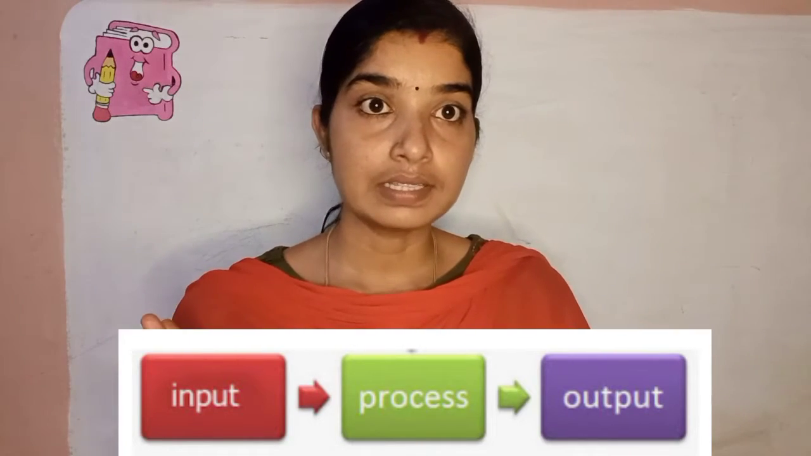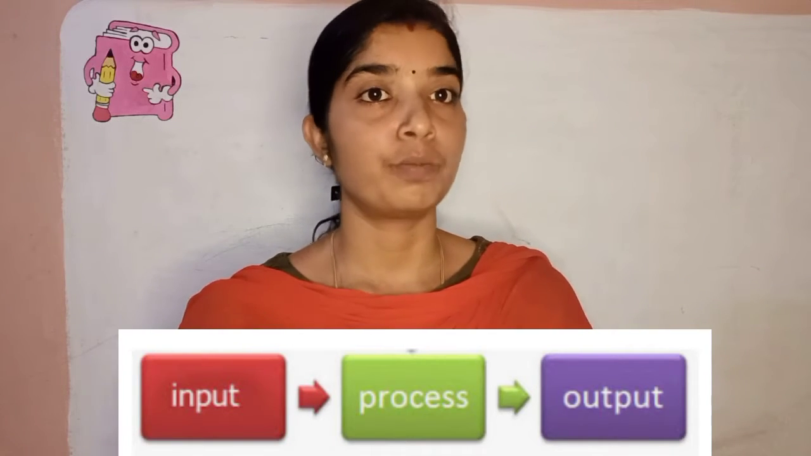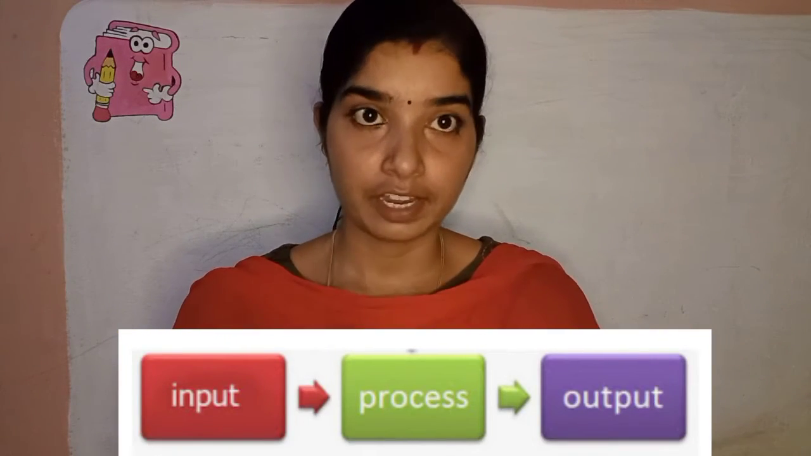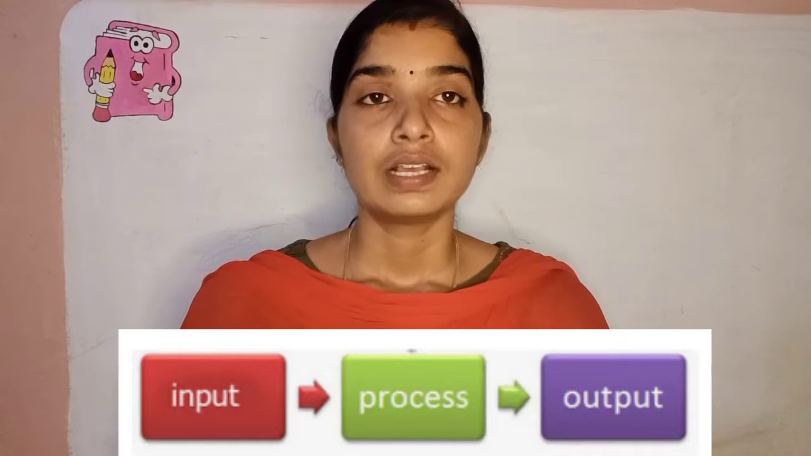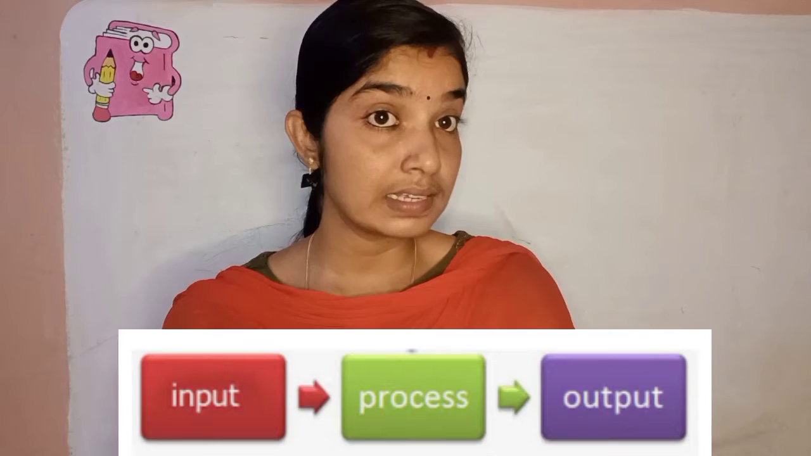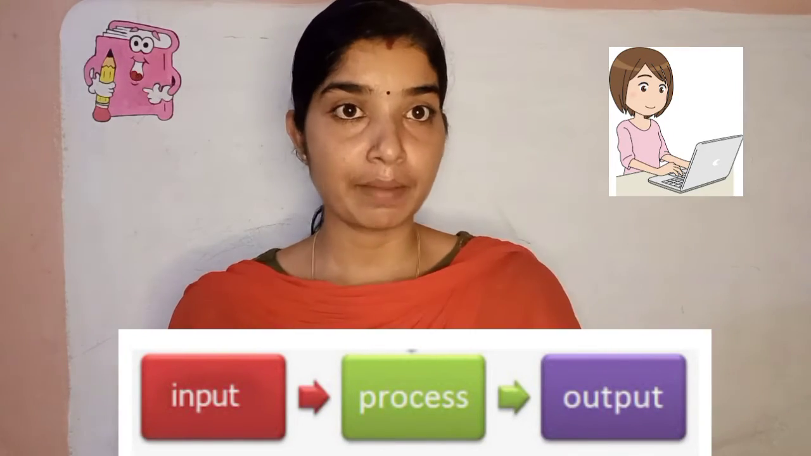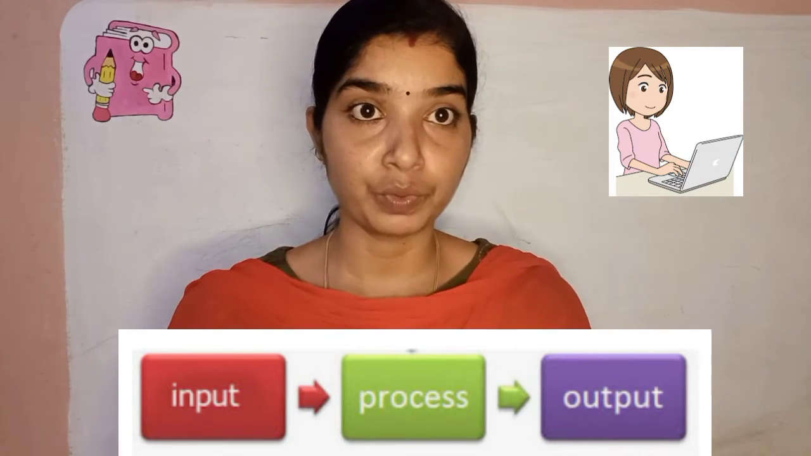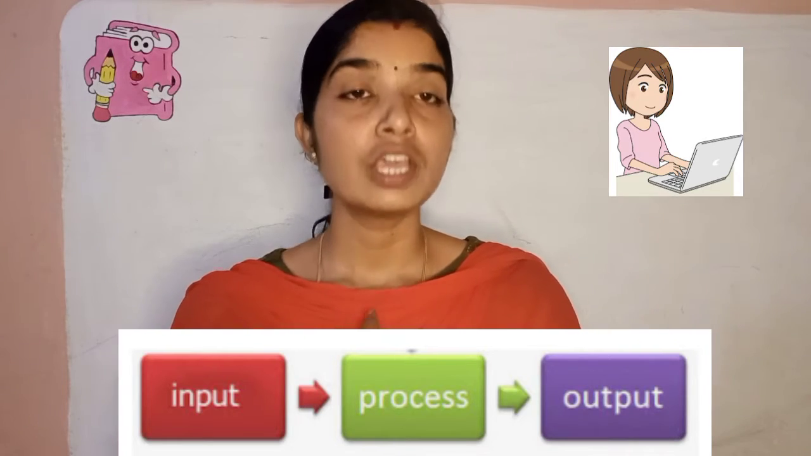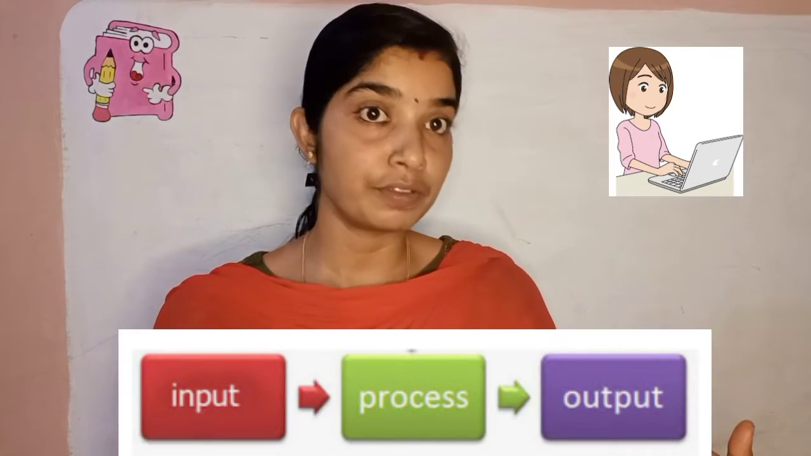I means input, P means process, O means output. So I will give a brief explanation about IPO cycle. Just listen. So who is the user? The person who sits in front of the computer is called the user. For example, if I am sitting in front of the computer and doing some certain task, I am called the user.